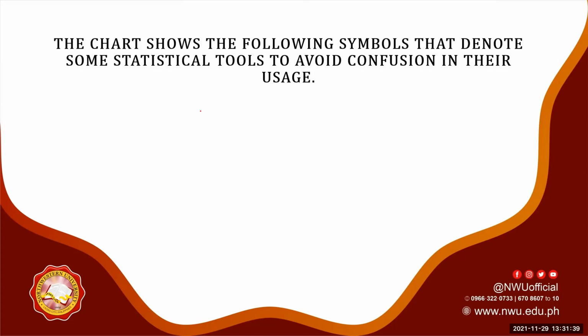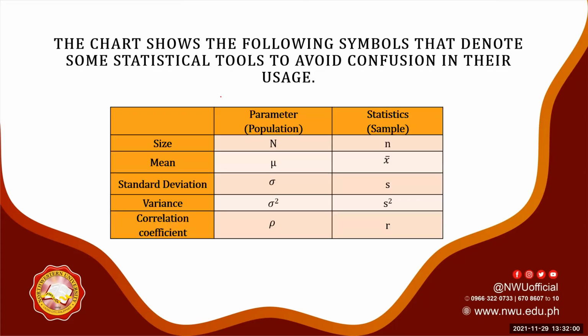Kung naaalala ninyo, ang population, ito yung kabuuan. Sample, it's only a part of your population. So, mas malaki yung sakop ng ating population kesa sa sample. Kasi yung sample na yun, kinuha mo lang siya dun sa malaking population mo. So, if you can still remember, here is the same table that I've shown you in our discussion on the presentation of data. So here is the population and here is the statistics or the sample.